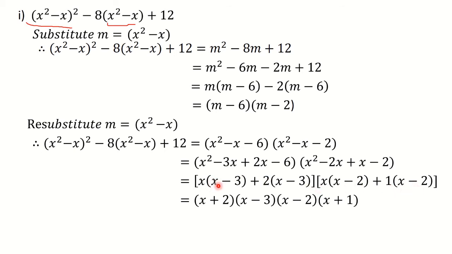Now the next step is to write down all the brackets. So this x minus 3 we have written here, and the remaining terms x plus 2. Order is not important. You can write down in any order. Here x minus 2 and x plus 1. In this way we have got 4 factors for this particular polynomial. Please copy it down.